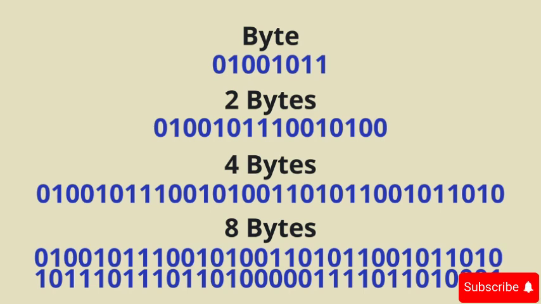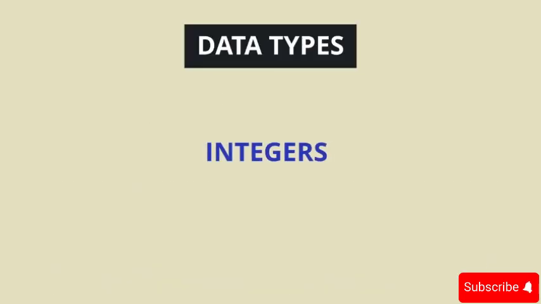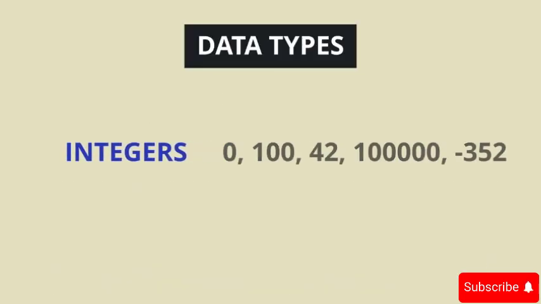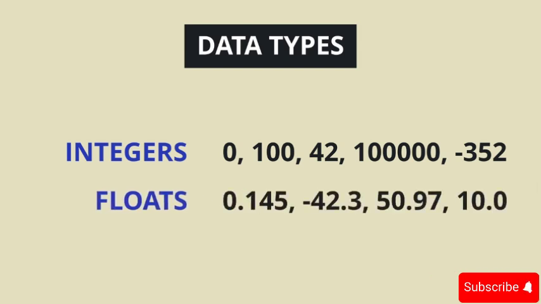Okay, so until now, we've only really used integers, so numbers that are whole, like 0, 100, 42, 100,000, minus 352, anything that is a whole number. However, it's very useful for video games or pretty much any program to be able to write something called floats. Floats is the computer science way of referring to decimal numbers, so numbers that have a dot followed by more numbers. So numbers like 0.145, minus 42.3, and so on.